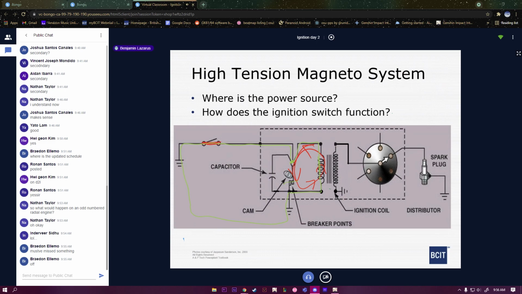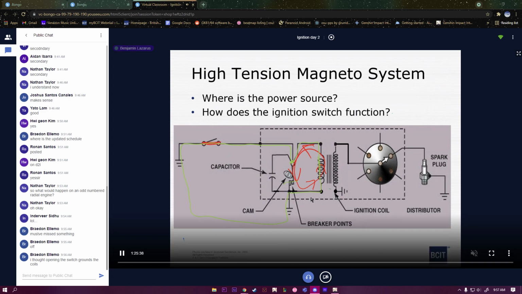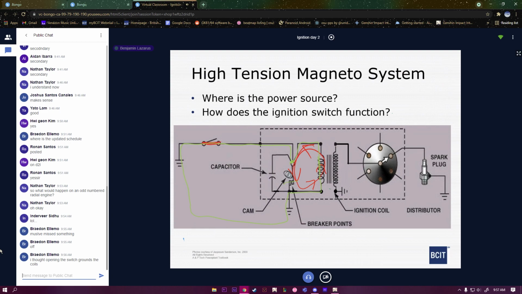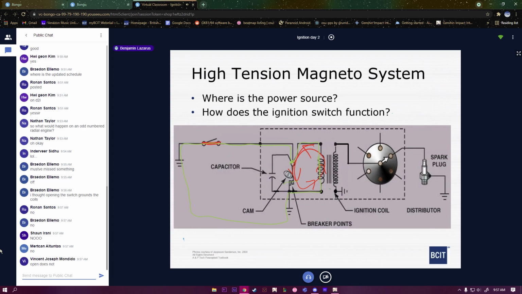Braden, does that make sense? You're with half the class here. Opening the switch. Does an open switch conduct electricity or not? No. So how can opening the switch ground anything? You're right, the switch grounds the coils, but open doesn't ground it. Open is the off position. Closing the switch grounds the coils.